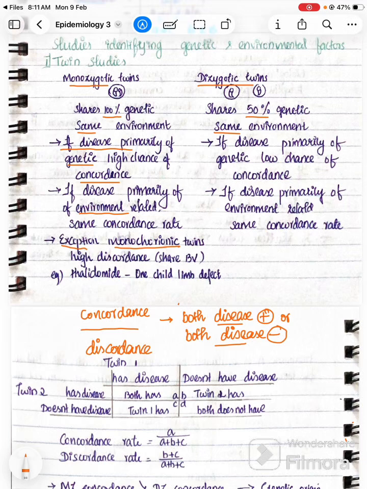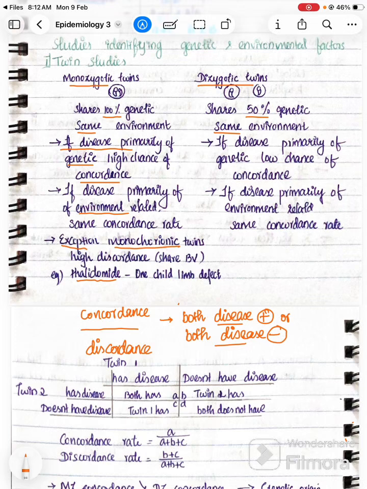Exception in case of monochorionic twins. Their discordance rate is seen. Why? Because they share the same blood vessels. For example, in case of thalidomide use in the mom, it can cause a limb defect in one child.